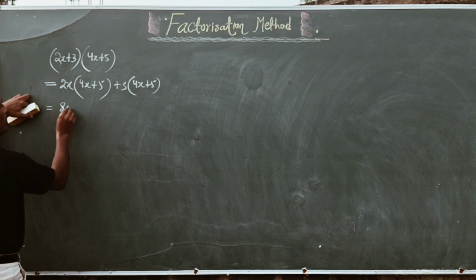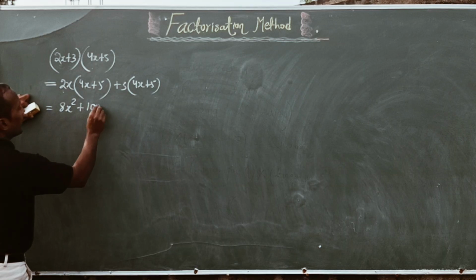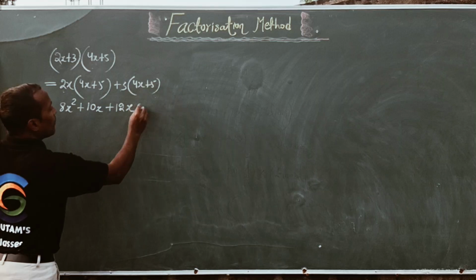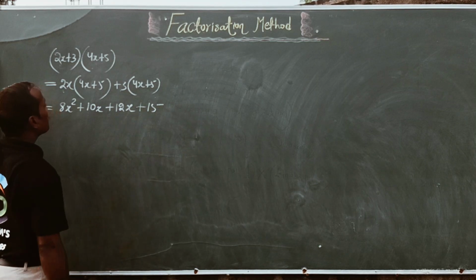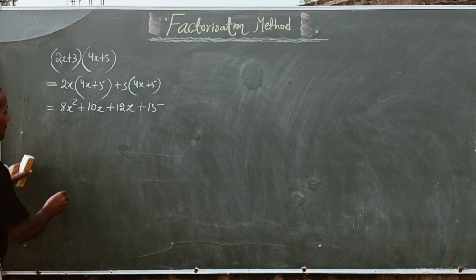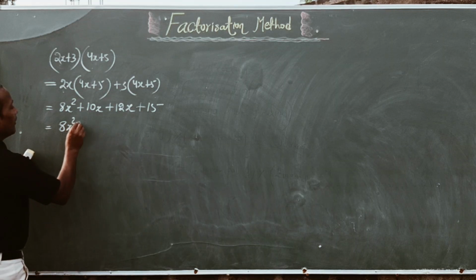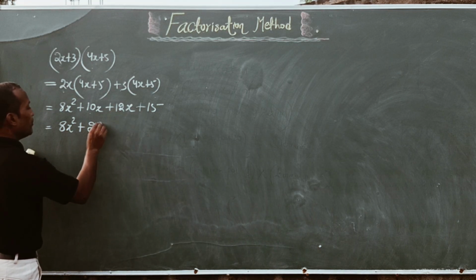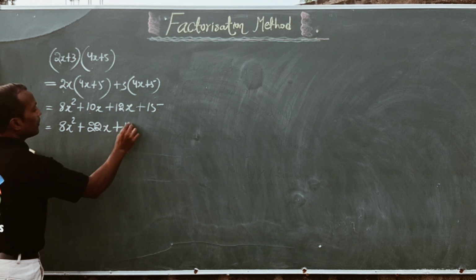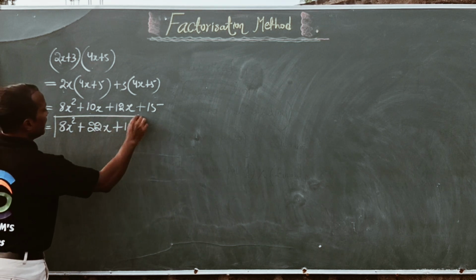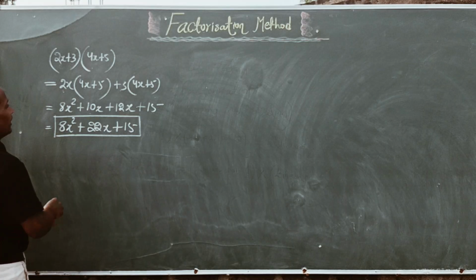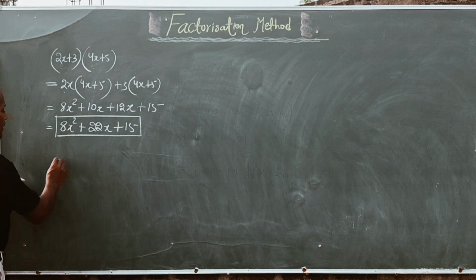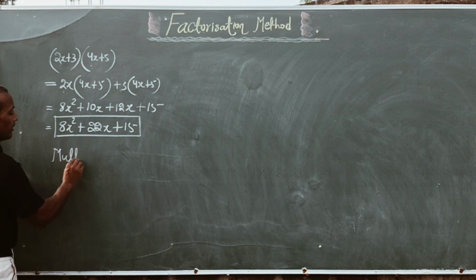2x into 4x gives you 8x square. 2x into 5 gives you 10x. 3 into 4x gives you 12x. And 3 into 5 gives you 15. Now, one more step is left. 8x square, 10x plus 12x are like terms. They will get added. 10 plus 12 gives you 22x plus 15. This is the last step and it gives you a quadratic polynomial, you see. So by multiplying two linear polynomials, you are getting a quadratic polynomial. This is what we did, what we multiplied.